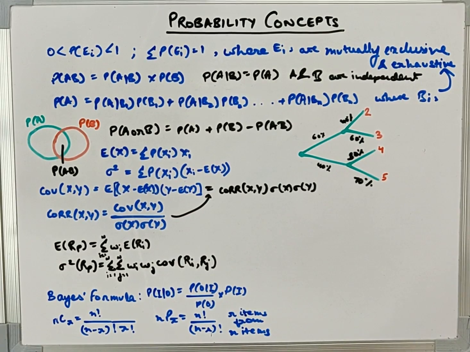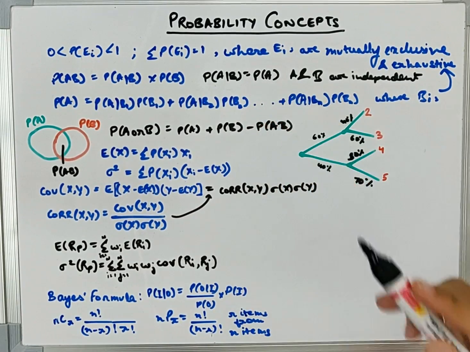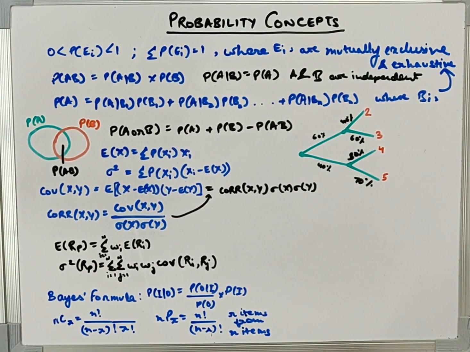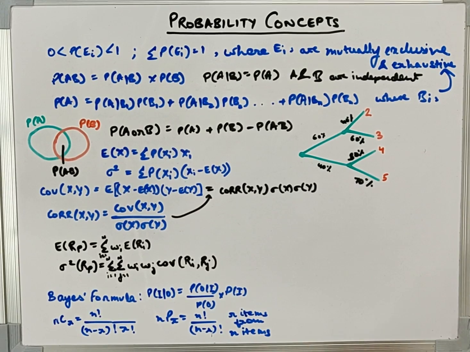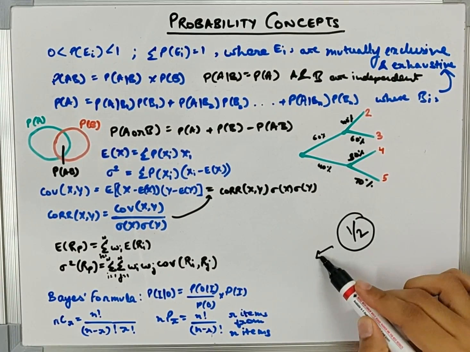For an independent event, probability of A given B is equal to probability of A. That is, what is the chance that a coin toss will result in heads given that the earlier result was tails, is equal to the chance of the coin toss being heads, that is half, since it has got nothing to do with what happened earlier.